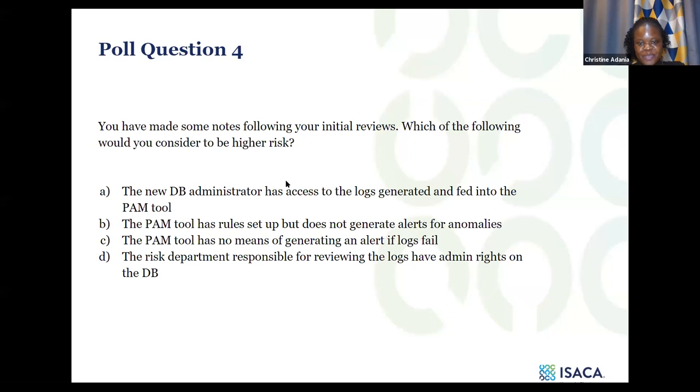Okay, I hope those who chose I am not sure are now sure, hopefully. Yes, you can just launch the next.